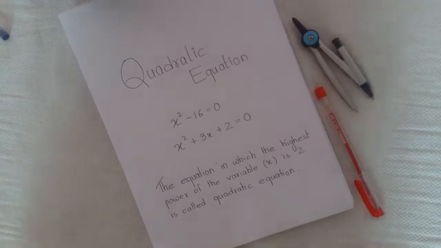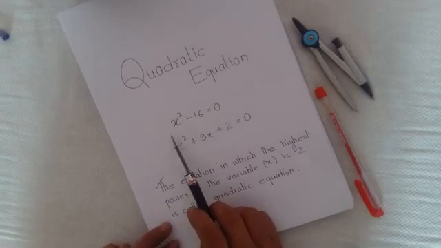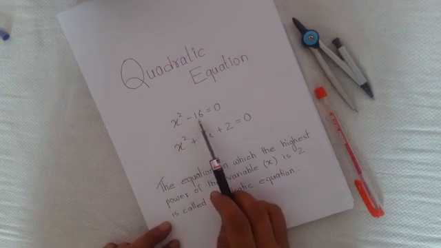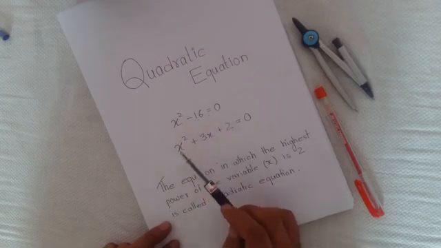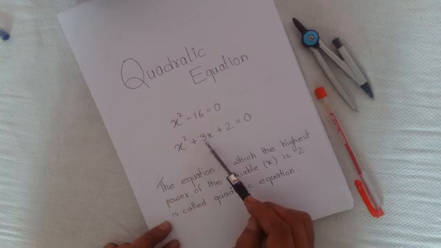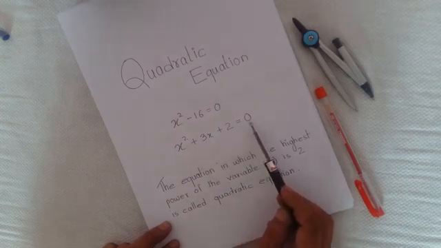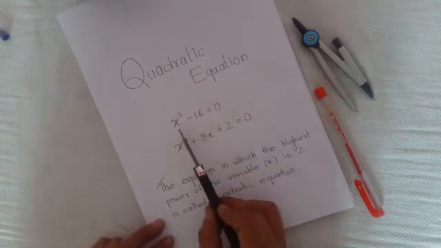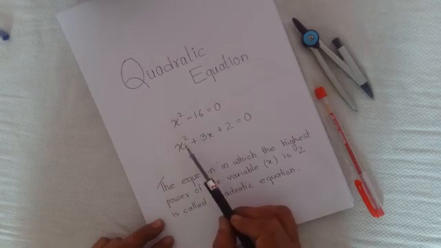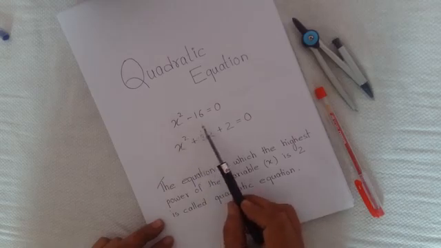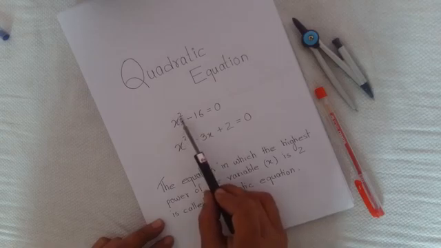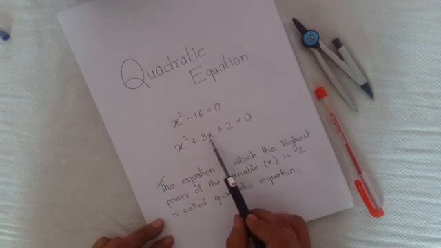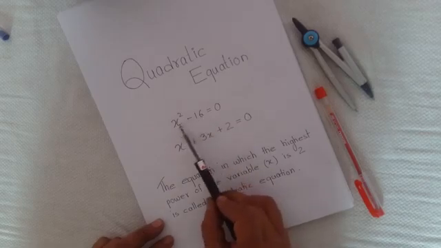As you can see, here I have two equations: x square minus 16 equals 0 and x square plus 3x plus 2 equals 0. Here x is the variable. In both the equations you can see the highest power of the variable is 2. In this equation the highest power of the variable x is 2. In this equation the highest power is 2.